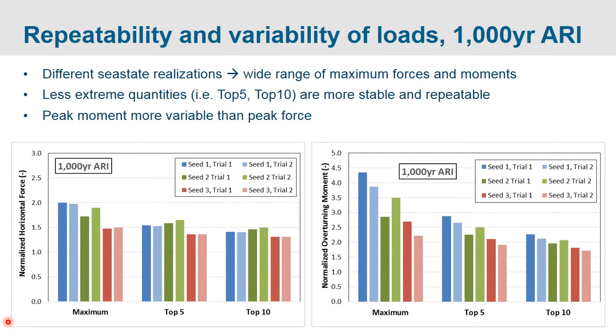Here we have results for the 1,000-year wave condition. Again, peak forces on the left and peak moments on the right. We can see again that different sea state realizations produce a wide range of maximum forces and moments, comparing values up here to values down here. Less extreme quantities like the top 5 and the top 10 are more stable and repeatable. If we look at the top 10, it's very repeatable, and the variability between different realizations is also much less than the variability of the maximum force value over here. And we can see that the peak moment is more variable than the peak force.